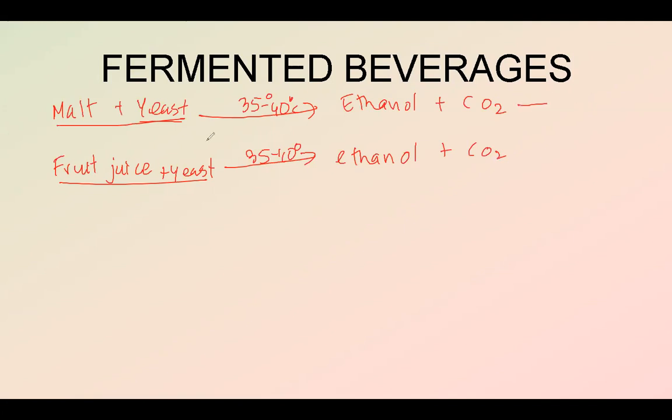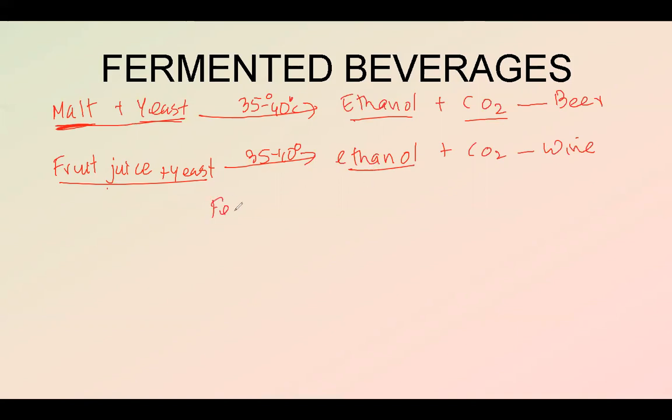And what do you get when you do the fermentation of the malt? You get beer. And here you get wine. So basically, chemically, they both contain the same thing. But what gives them different taste? The flavors of the malt and fruit juice. That's what makes them different, right? So these are known as fermented beverages.